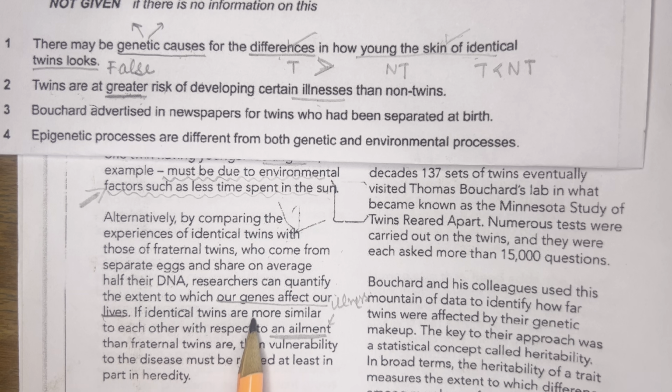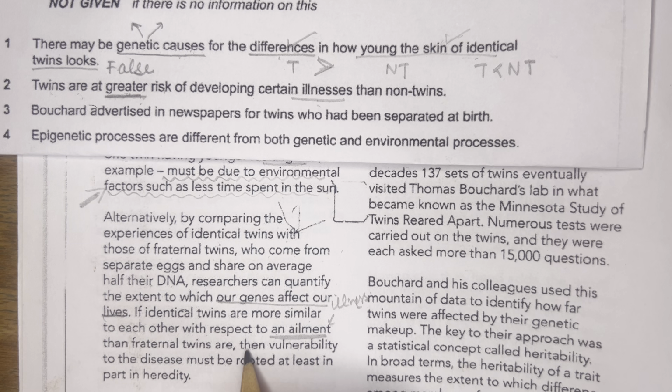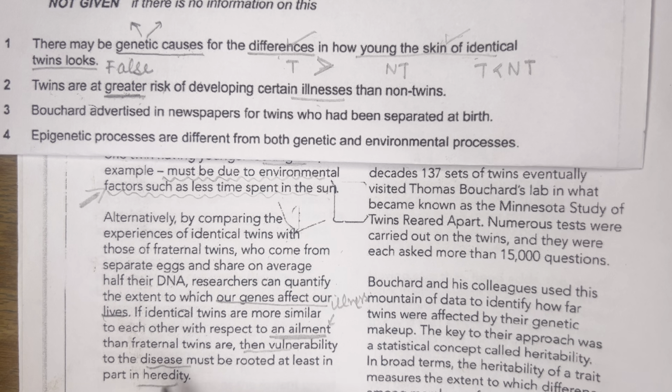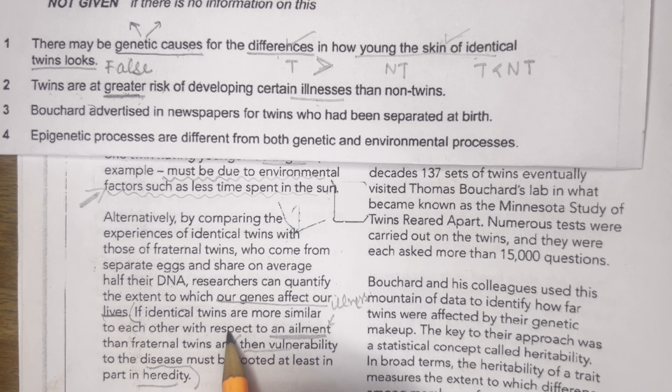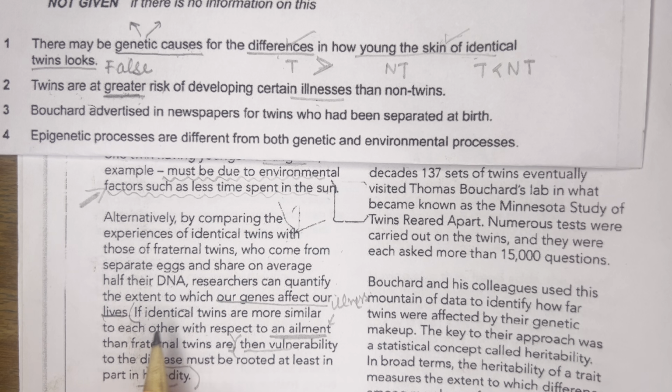If identical twins are more similar to each other with respect to an ailment than fraternal twins are, then vulnerability to the disease must be rooted at least in part in heredity. Here they are just saying that why they are getting the ailment could be partially due to heredity. But in this line, there is no comparison between twins and non-twins. Let's see if there is any comparison. If there is, then the answer will be either true or false. If there is no comparison, then the answer would be not given.